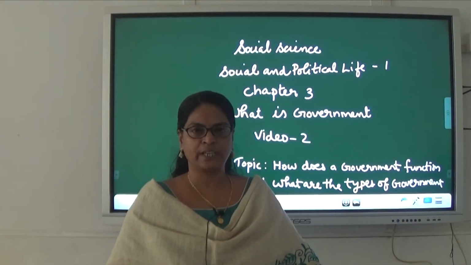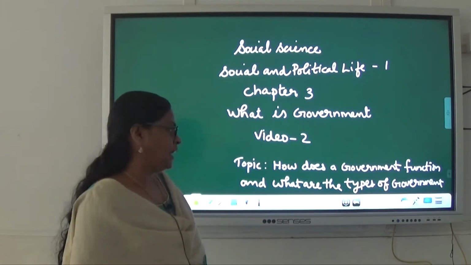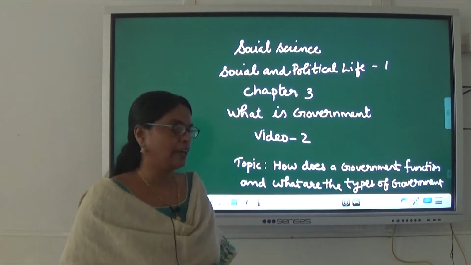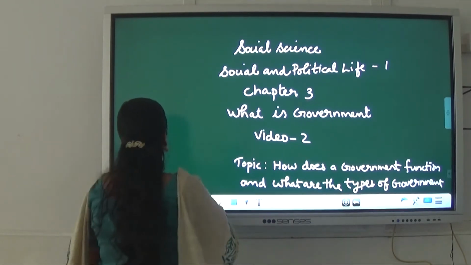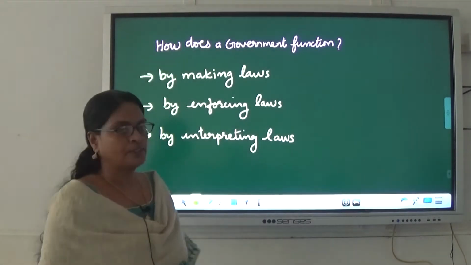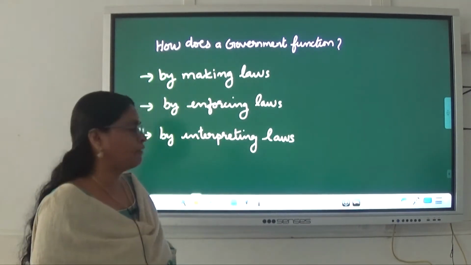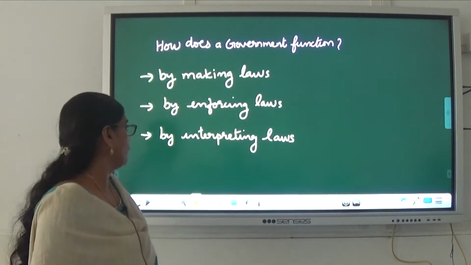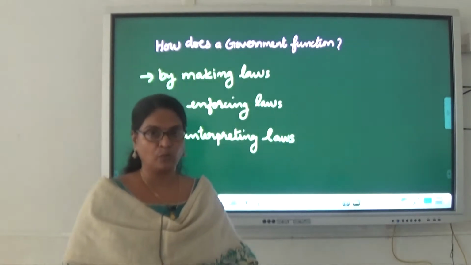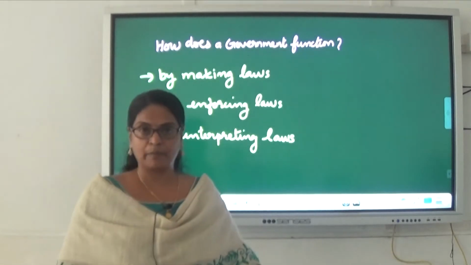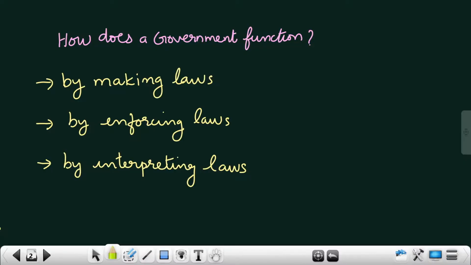We will continue the chapter "What is Government?" with the new topic: how does the government function, and what are the different types of governments. Children, first of all we will study how a government functions. The government functions by making laws, then enforcing laws, and then interpreting laws.